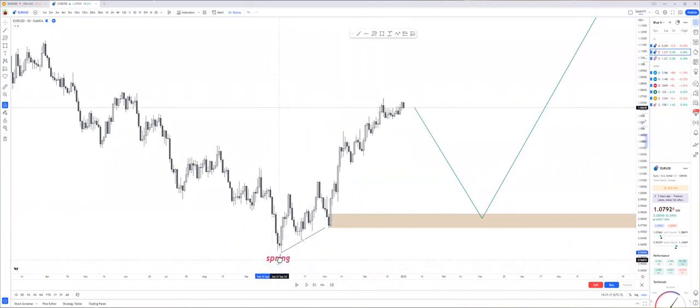And then you have the change of character that happened here furthermore. So now we can mark this part up. This was the change of character. And we can see that price tapped back into this demand zone here. So what I'm going to do is, even though it's a wick, and by the way, I already know that it's been mitigated, I'm just doing it for my own purposes of understanding what's going on with the price.